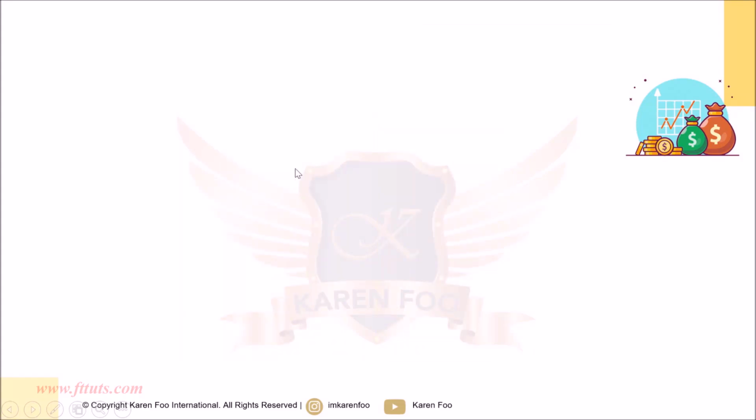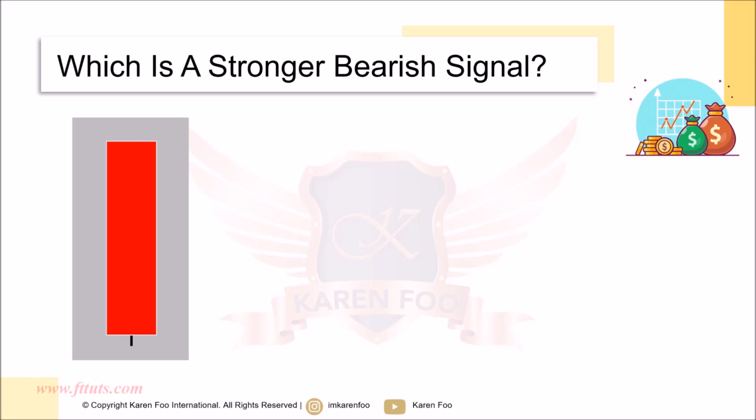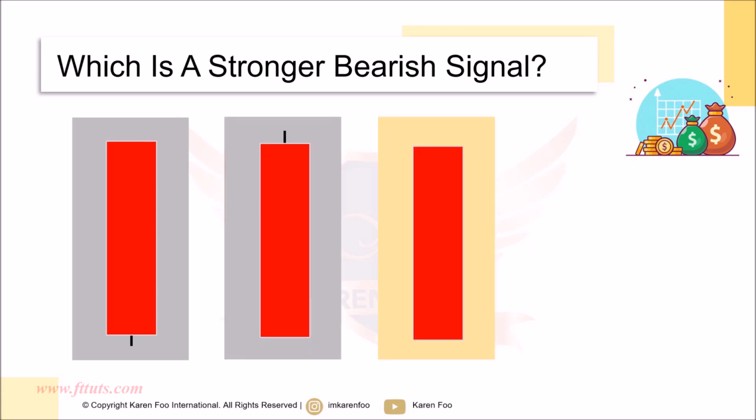So how about the bearish signal? Which one is the strongest? Definitely the one without shadows. The second strongest would be this one, because buyers pushed the price up and then sellers came in and pushed the price down all the way here. Then the weakest out of these three is this one, okay, because it has a lower wick.